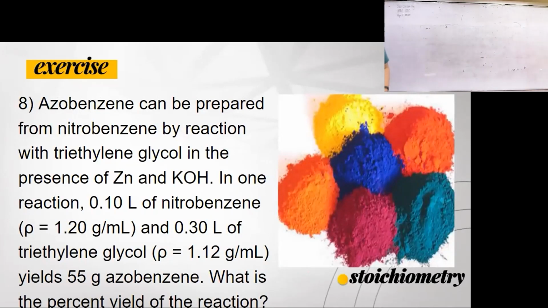Okay, so for the next example, azobenzene can be prepared from nitrobenzene by reaction with triethylene glycol in the presence of zinc and potassium hydroxide. In one reaction, 0.10 liters of nitrobenzene, rho is density, by the way, so rho is equal to 1.20 gram per milliliter, and 0.30 liter of triethylene glycol, whose density is 1.12 gram per milliliter, yields 55 grams of azobenzene. What is the percent yield of the reaction?